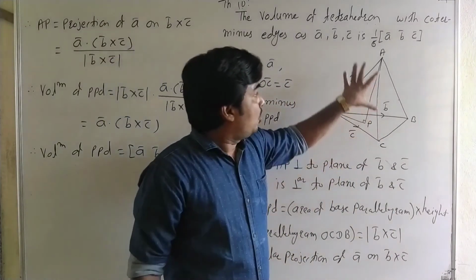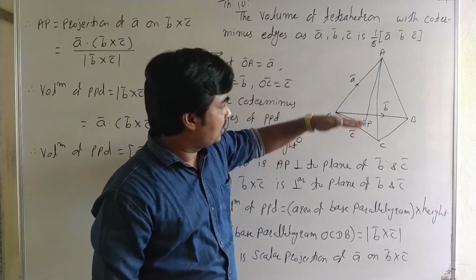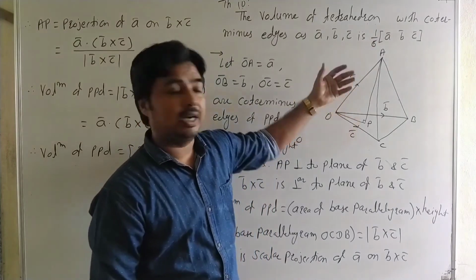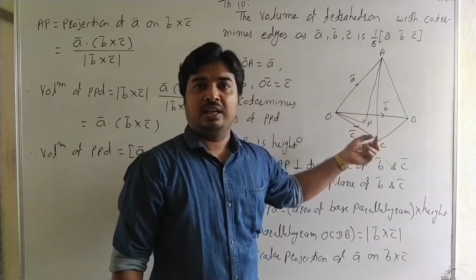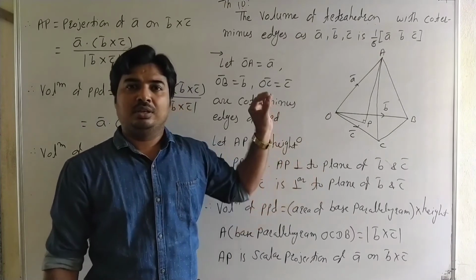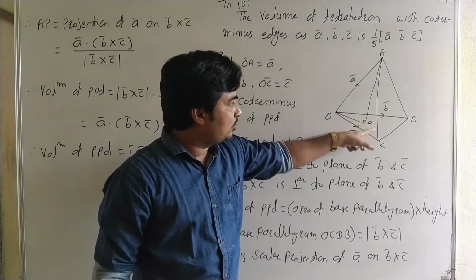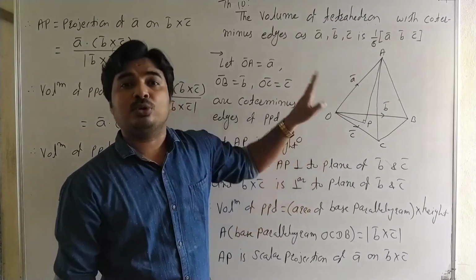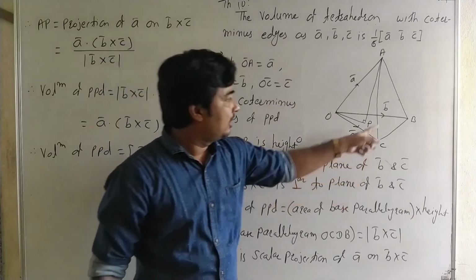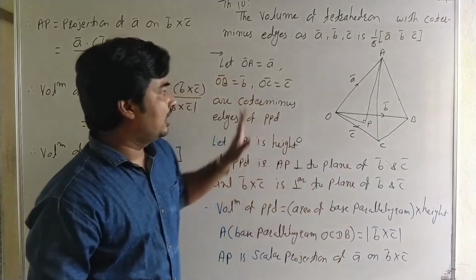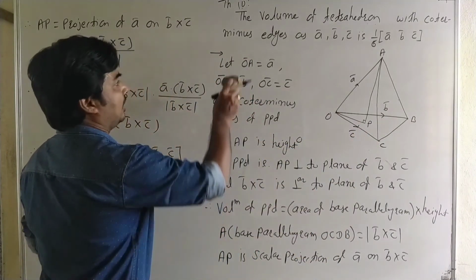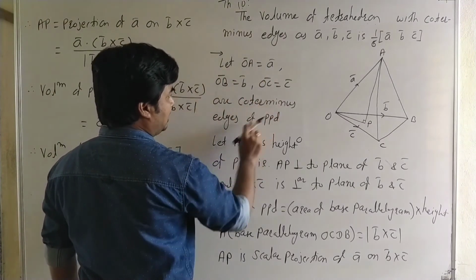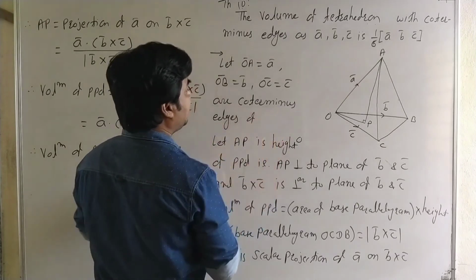Now here, volume of a tetrahedron is area of base into height. Now here base is a triangle, and we know that the area of the triangle, when two sides are given, here B bar and C bar, is 1 by 2 magnitude of cross product of sides of triangle, B bar and C bar. Now here OA equal to A bar, B bar and C bar are coterminous edges of the tetrahedron.